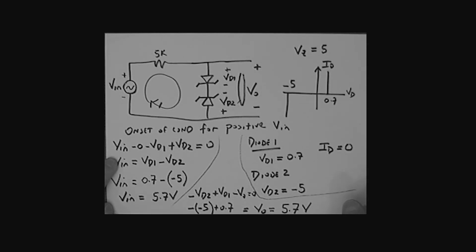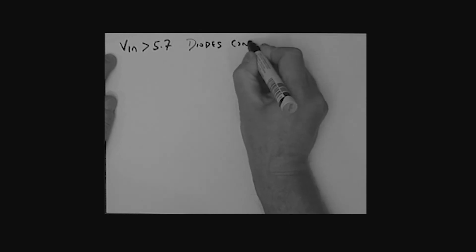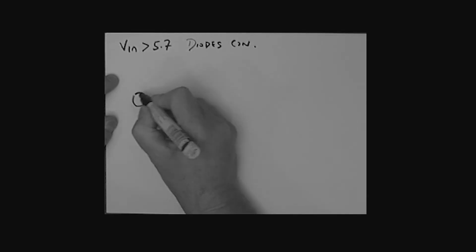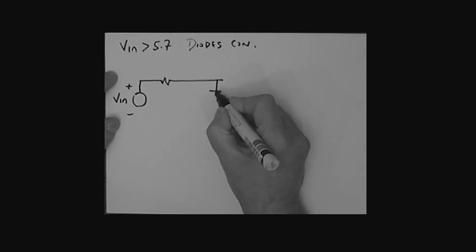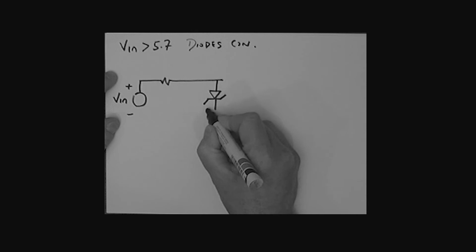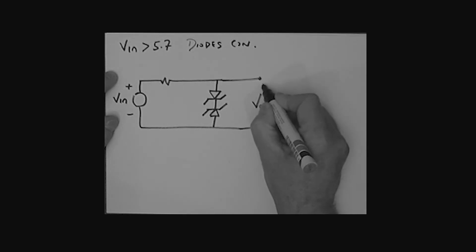Now let's look at the case where V in is greater than that value. V in now becomes greater than the 5.7. We are conducting in this direction. What is the output? So we'll look at that case. Now V in greater than 5.7, the diodes are conducting. And what do we have? Well, let's once again quickly draw that circuit. We've got V in. Here's our resistor. Here are our diodes. And what we're trying to do is determine what happens to the output.